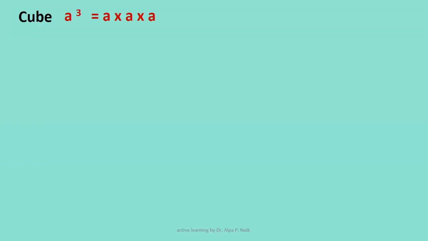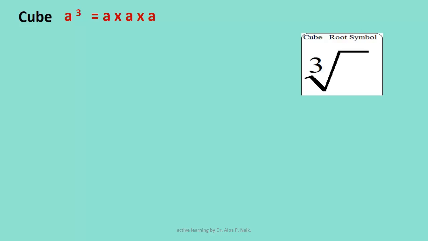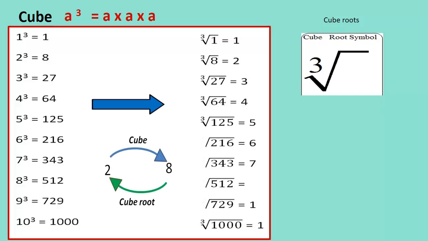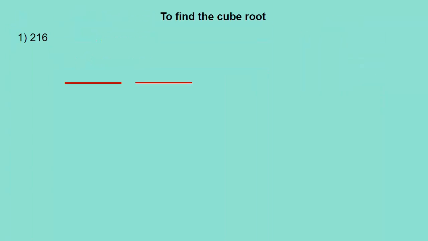Now, cube, as you all know, a cube is a into a into a, and cube root sign also. Now, all the students must learn cube from 1 to 10. The way it is square root, same thing is for the cube root, right? So, 2 cube is 8. So, 8 cube root is 2. Find the cube root of 216.